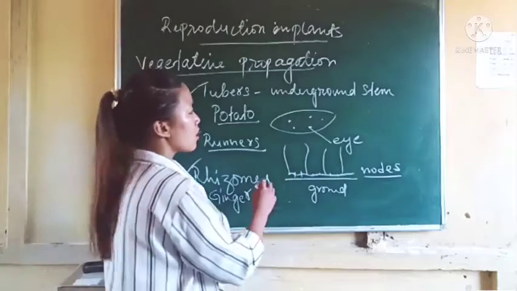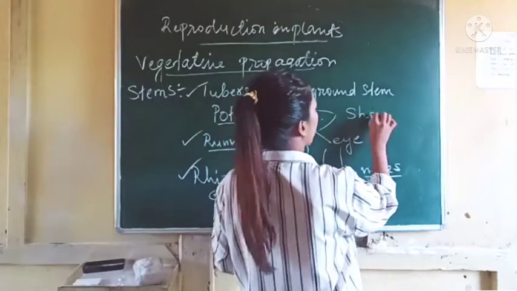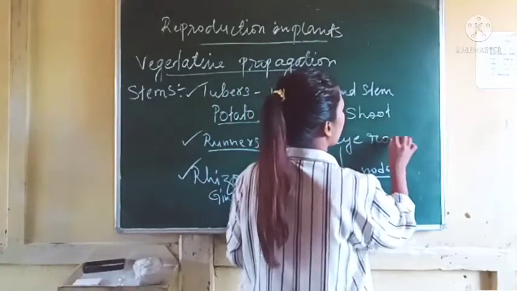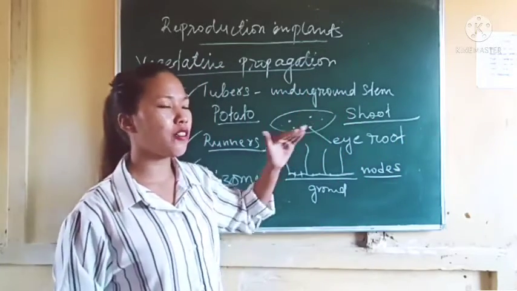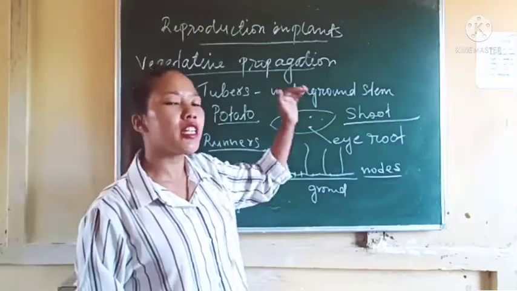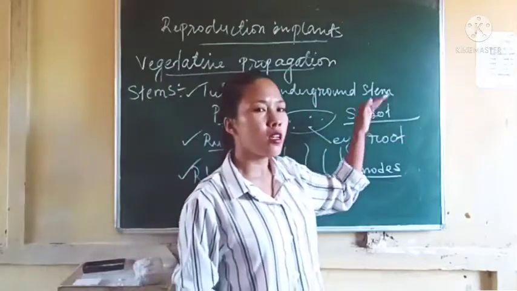Shoot means this one. You know what is a shoot and what is a root, yes or no? Root system, shoot system, you know. Shoot means the upper part of the plant, starting from the stems, branches, leaves, and flowers. Roots means below the ground.